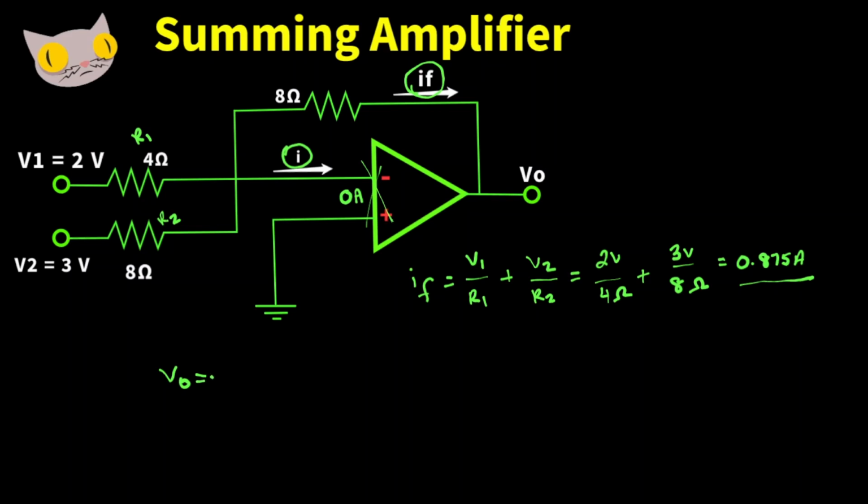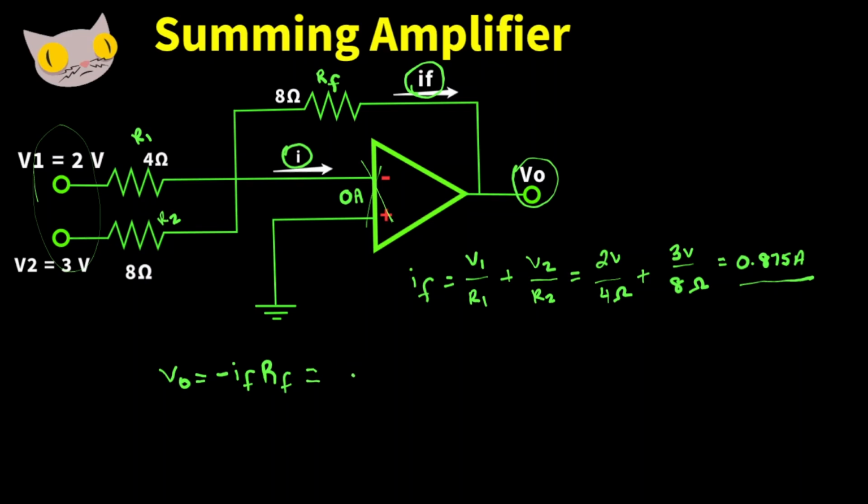That's going to be equal to our IF value times our RF value. RF is going to be this resistor here. That's 8 ohms. And we want to make sure we remember the negative sign in front of our current, because current flows in the direction of high potential to low potential. And we want to assume that our output voltage is going to be of a lower potential than what we have here at the inputs.